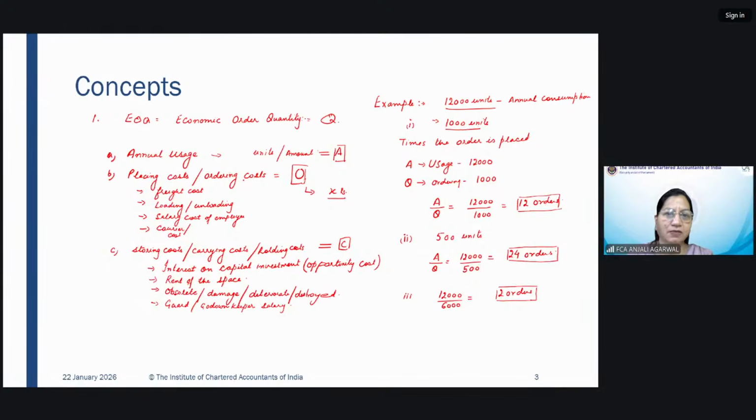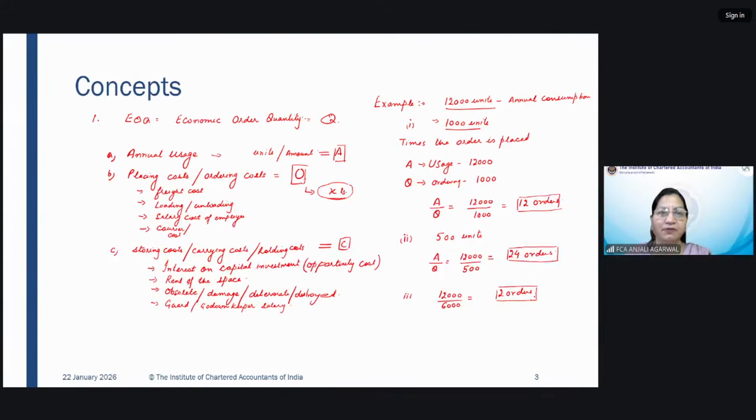And placing cost is associated with how many orders. Every time you place an order, you incur a cost of, let's say, X rupees. For theoretical purposes, here we are assuming it to be a linear function. So with 12 orders, it would be 12x. With 24 orders, it would be 24x. And with 2 orders, it would be 2x. Though theoretically we are assuming it to be linear, in real life it may not behave linearly.